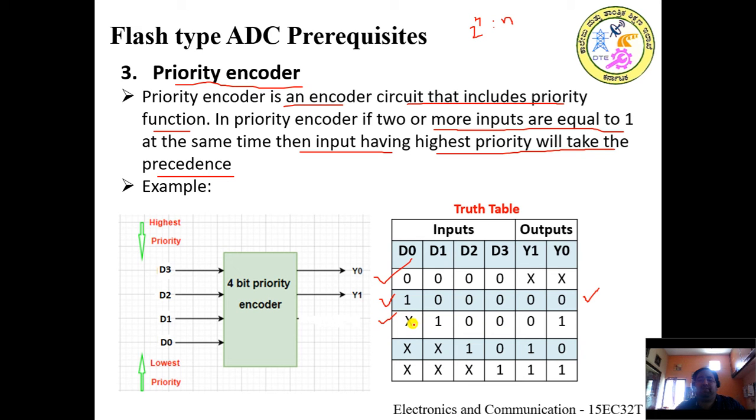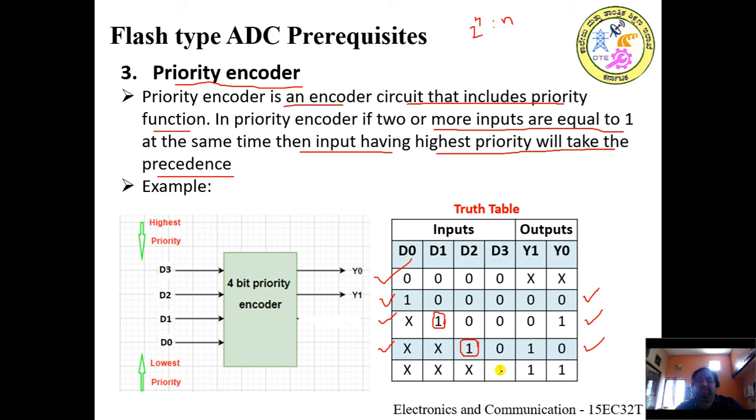Here, irrespective of whether the content of D0 is 0 or 1, D1 will take the precedence, as D1 has a higher priority level than D0. The output would be corresponding to the D1 bit, that is 01. Similarly, in the fourth combination, D2 bit is 1. Since the higher priority bit is 1, it neglects the lower priority bits, that is, it neglects the content of D1 as well as the content of D0. It produces an output according to the D2 bit, which would be 10.